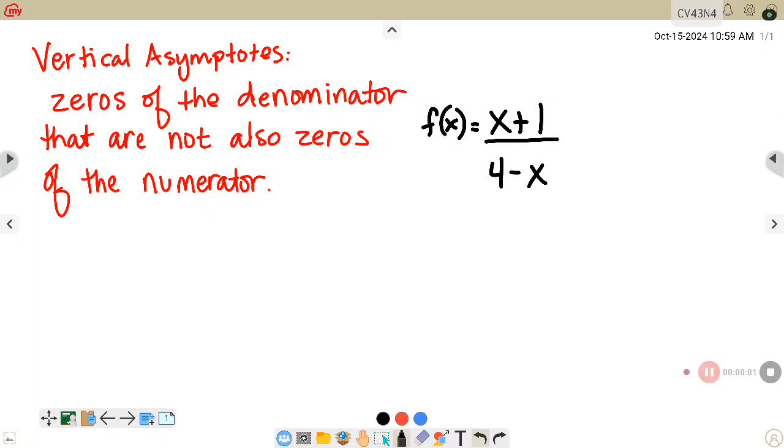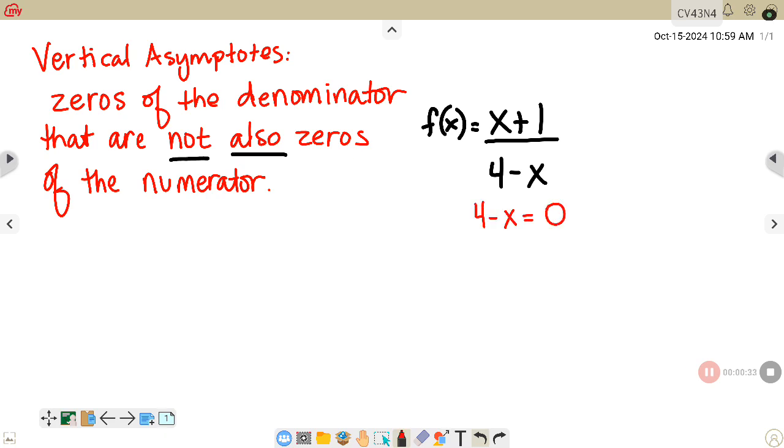Alright, in this video we are going to talk about finding vertical asymptotes of a rational function. These vertical asymptotes are coming from the zeros of the denominator that are not also zeros of the numerator. So what we're looking at first is the denominator of this function. You have f of x equals x plus 1 over 4 minus x. So this 4 minus x is what we are looking at.